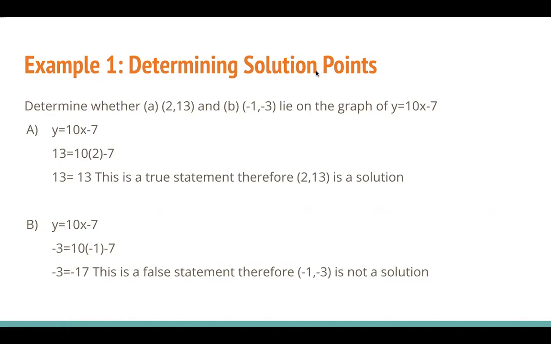Example 1, determining solution points. Determine whether part A, (2, 13), and part B, (-1, -3), lie on the graph of y equals 10x minus 7. In part A, we'll put 2 for x and 13 for y into the equation: 13 equals 10 times 2 minus 7. When we solve this, 13 equals 13. Since this statement is true, (2, 13) is a solution. On the other hand, if we put -1 and -3 into the equation, this will result in a false statement. Therefore, this ordered pair is not a solution.